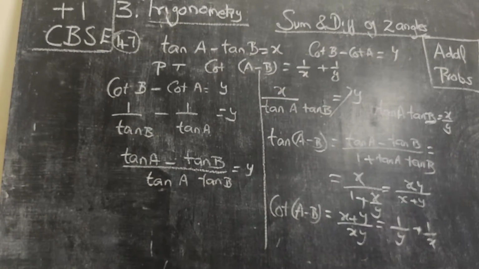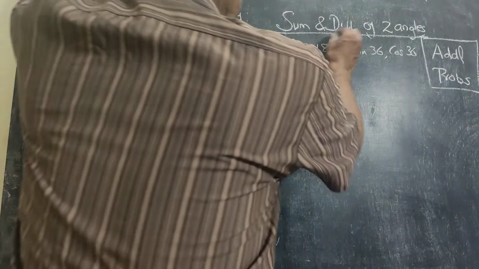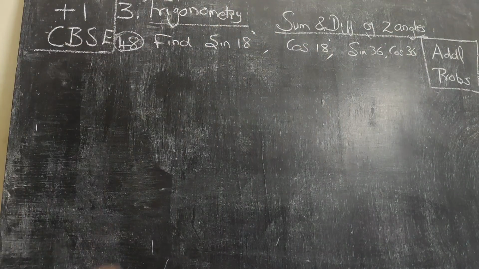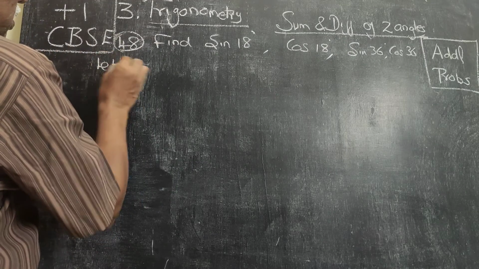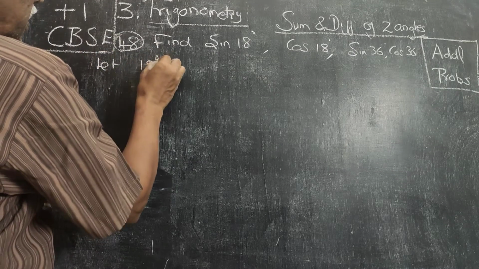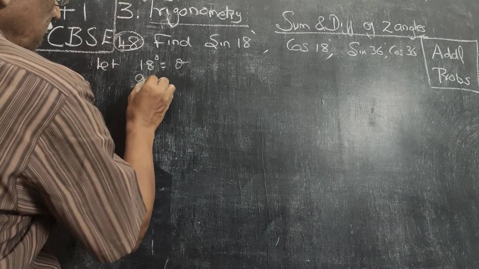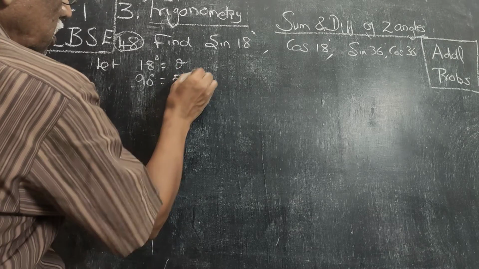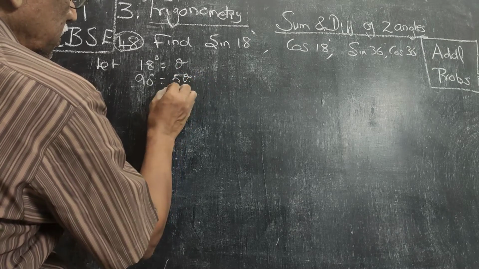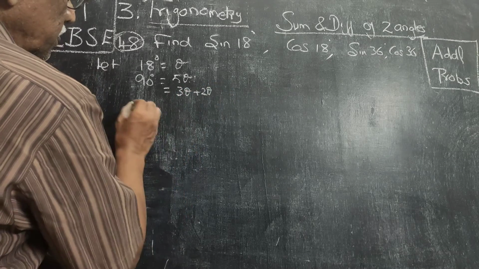Question number 48. We have to find the value of sin 18 degrees, cos 18 degrees, sin 36 and cos 36. Let 18 degrees be theta. Multiplying by 5, we get 90 degrees, equal to 5 theta. This 5 theta I can write as 3 theta plus 2 theta.